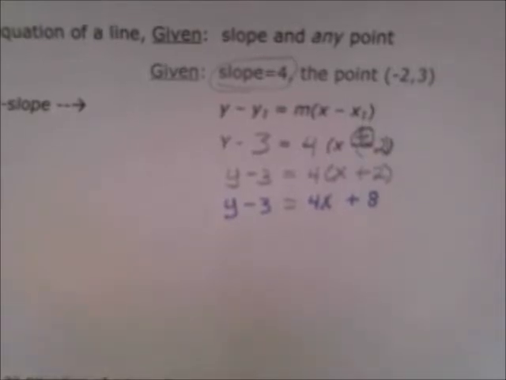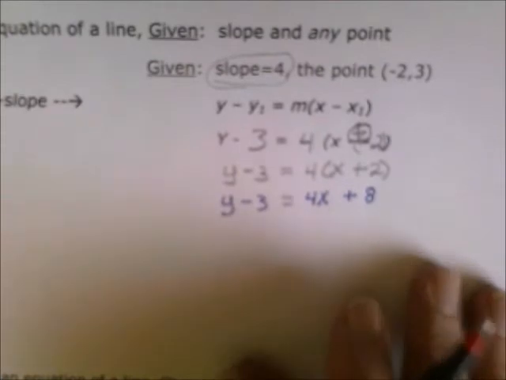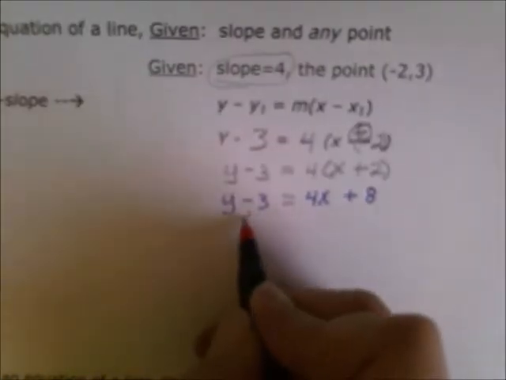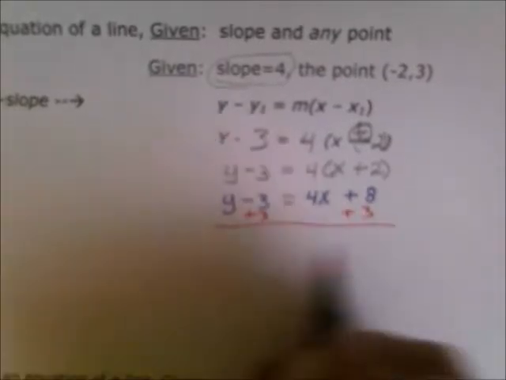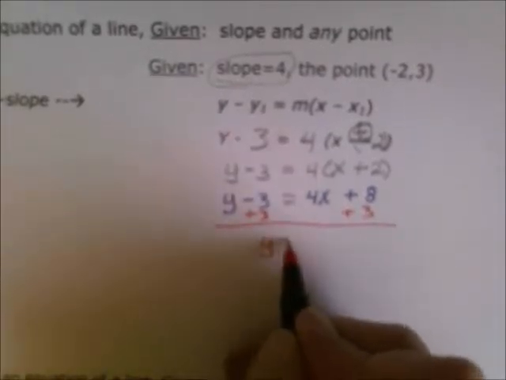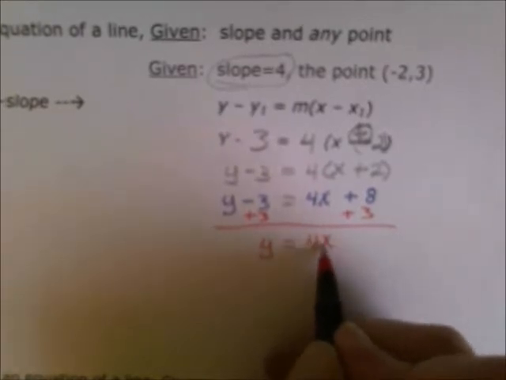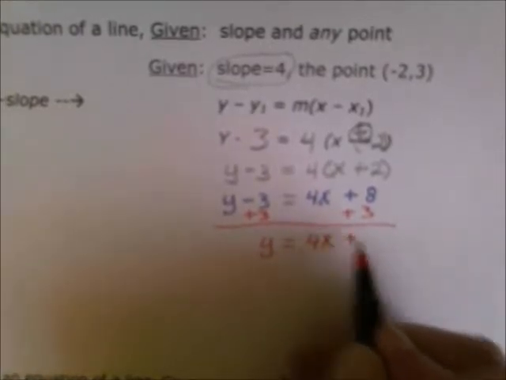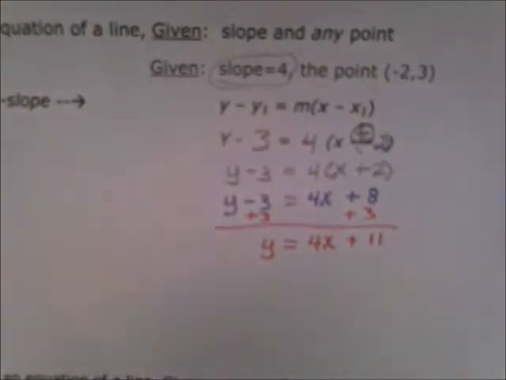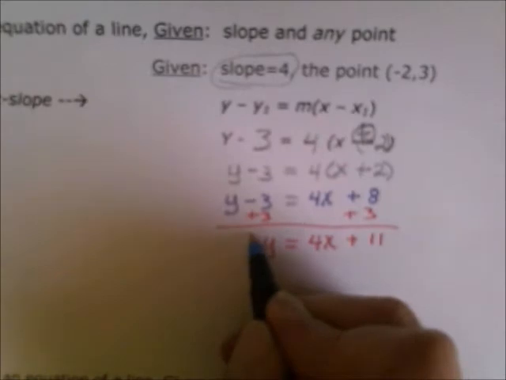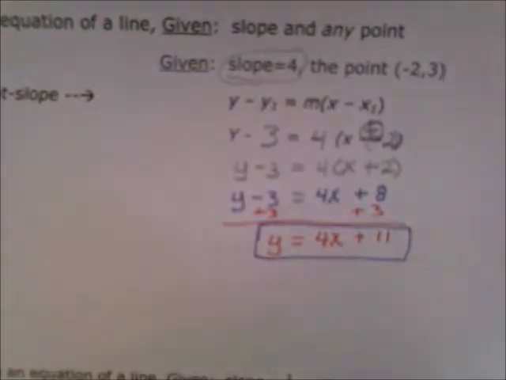And when we just look at this, we think, well, we need to get all of our constants together on one side. So we need to get rid of this minus 3. We'll add 3 to both sides. And we're going to have y is equal to 4x plus 11. And then almost before we know it, we've got right here the equation of the line.